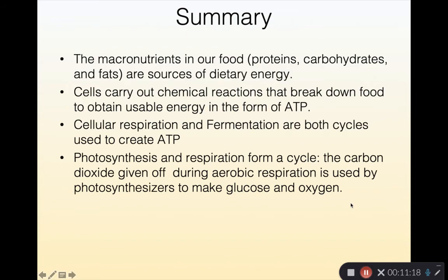And we also observed that photosynthesis and respiration form a cycle. We understand that the products of photosynthesis are required for the reagents of respiration and vice versa. And so that ends what we're going to be talking about in terms of accessing energy. That's really the overall idea of this entire section, to understand molecularly how we are able to derive energy and maintain functionality in our cells.